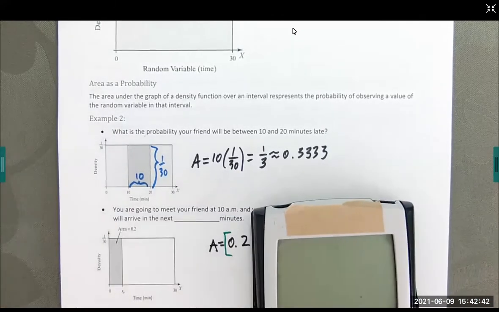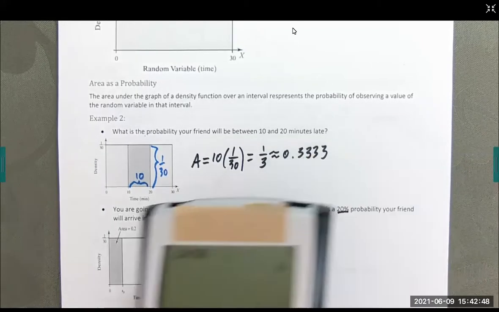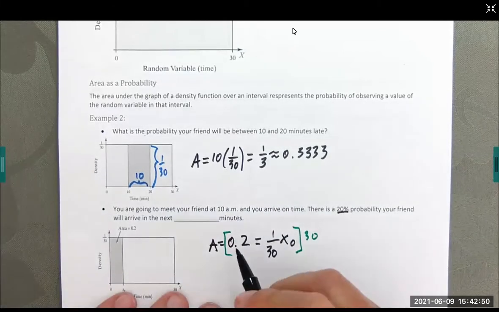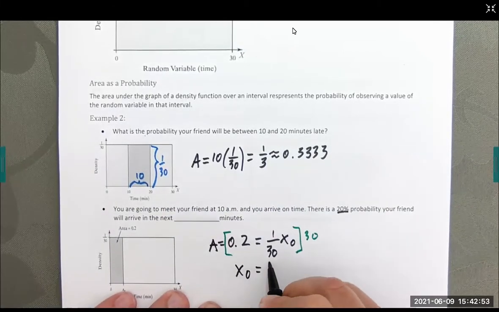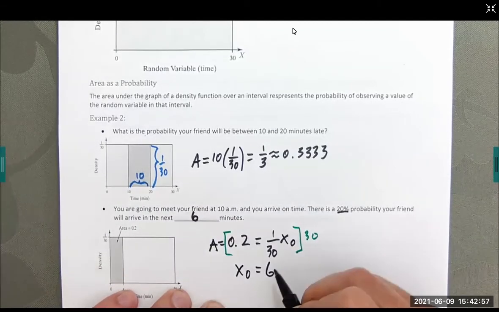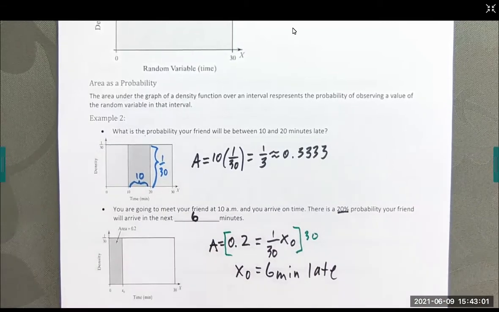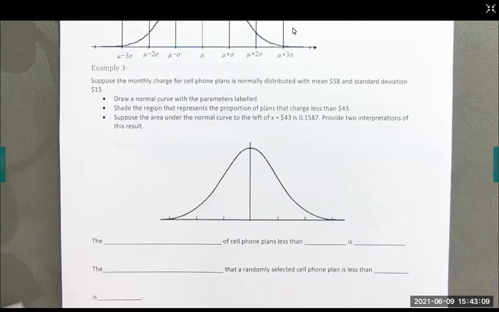And 0.2 times 30 is 6. So x naught is 6 minutes late. All right, that was a uniform density. They're not so interesting. The more interesting ones are maybe a normal density curve.